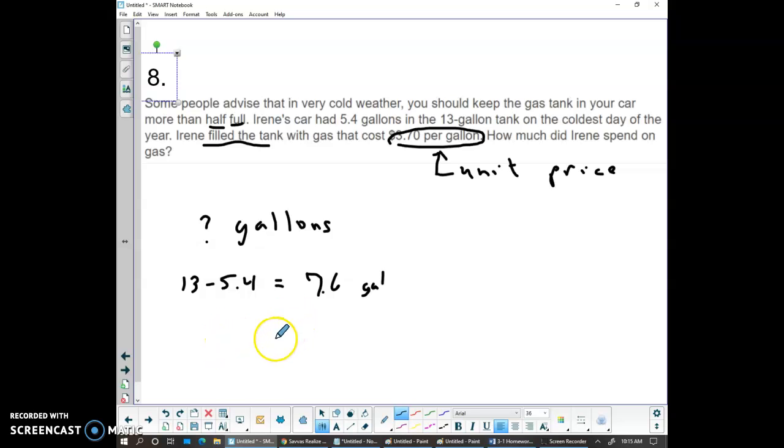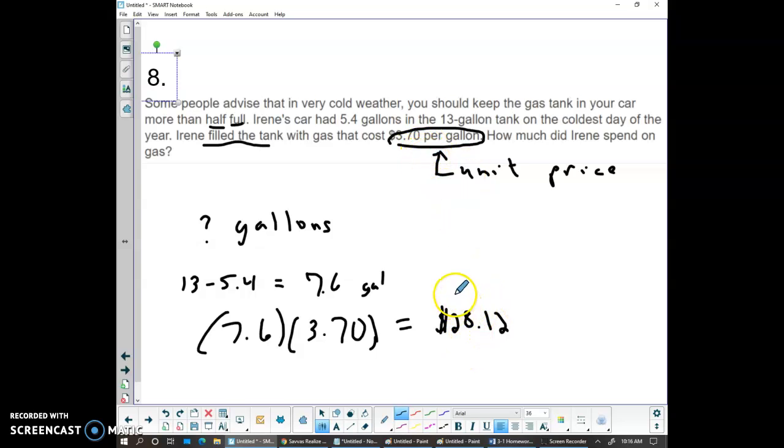So all we would do here is multiply 7.6 times, I'm going to use parentheses to show multiplication here, just because the dot might get confused with the decimal. All right, 7.6 times 3.70 to figure out how much it would cost. And it would cost $28.12 for this gas. And this is not per gallon of gas, because we already know how much it is per gallon. This is how much money for all the 7.6 gallons it would cost, all right?